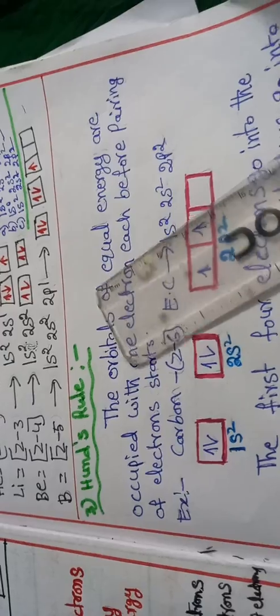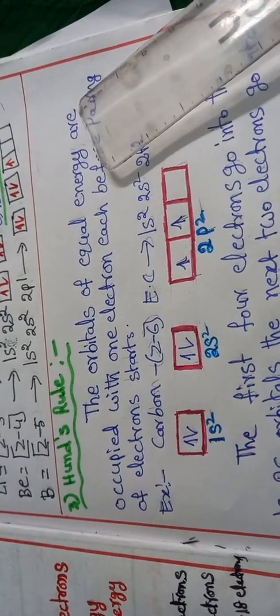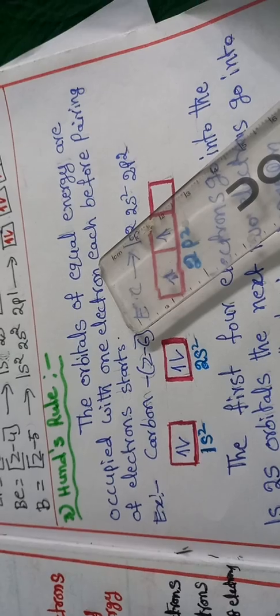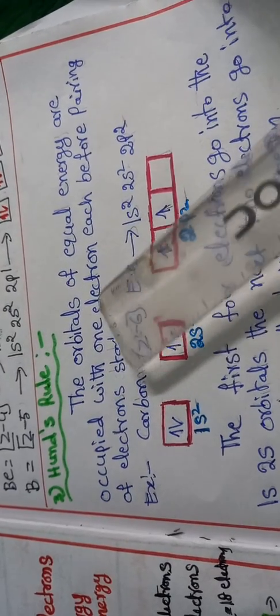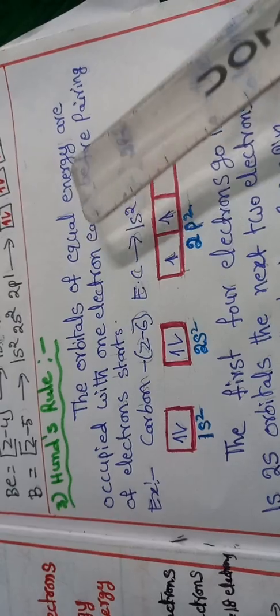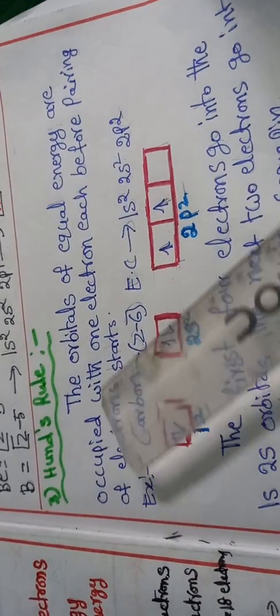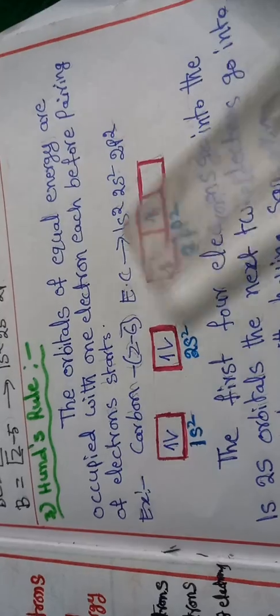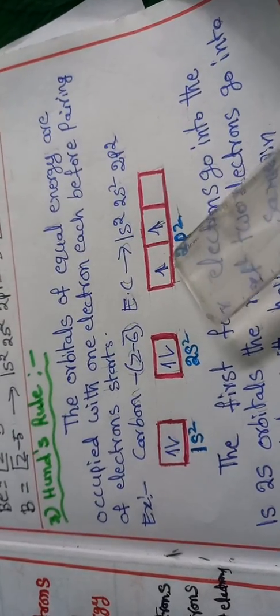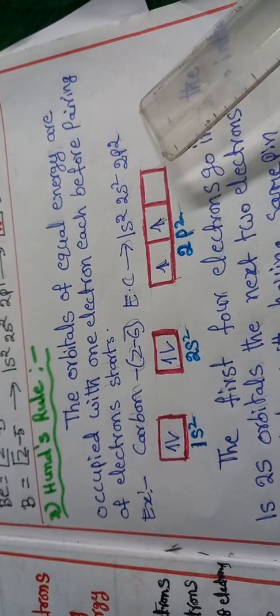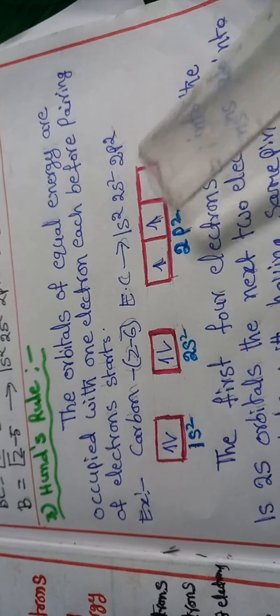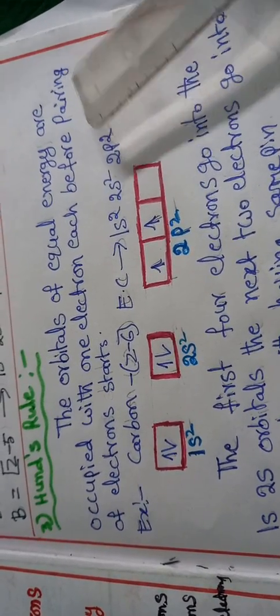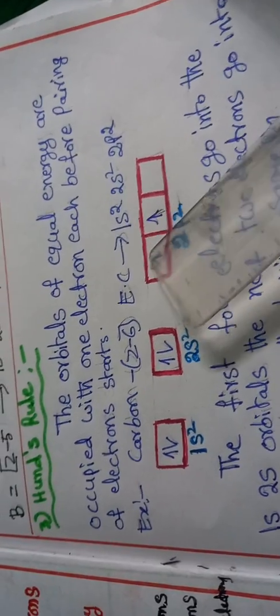Next one, Hund's rule. The orbitals of equal energy are occupied with one electron each before pairing of electrons starts. It means when we see all the orbitals of the same energy, first one electron enters each orbital. Next, the electron pairs with the first electron.